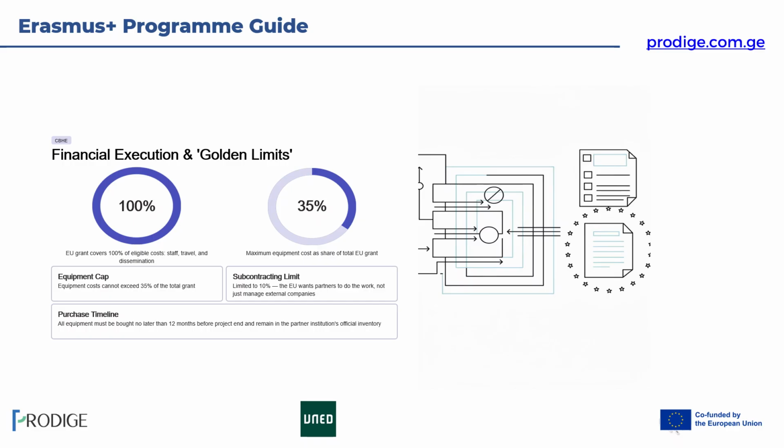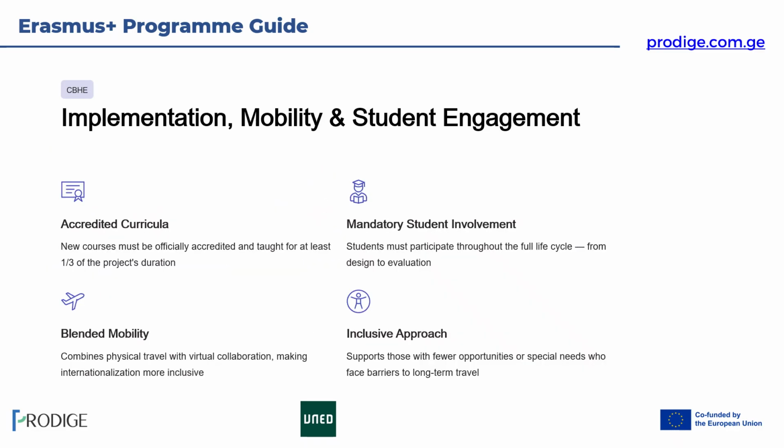Timeline: all equipment must be purchased no later than 12 months before the project ends and remain in the partner institution's official inventory. During implementation, we follow strict quality rules. If you are developing new curricula, these courses must be officially accredited and actually taught for at least 1/3 of the project's duration. We must also move beyond treating students as passive recipients. Student involvement is mandatory throughout the life cycle, from design to evaluation.